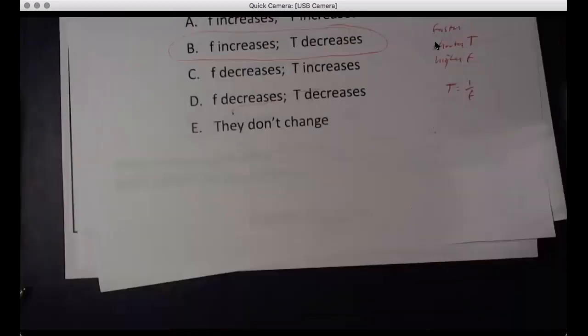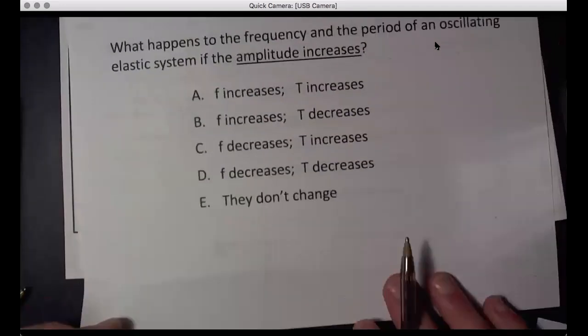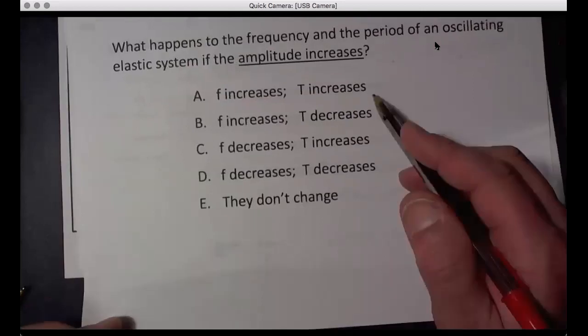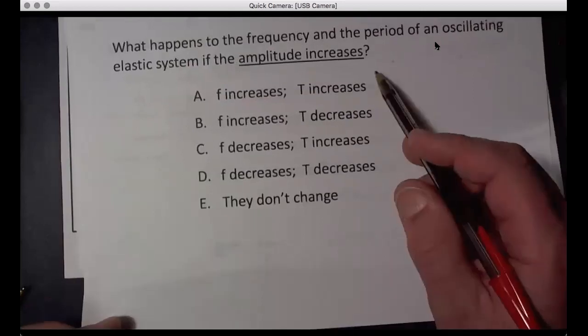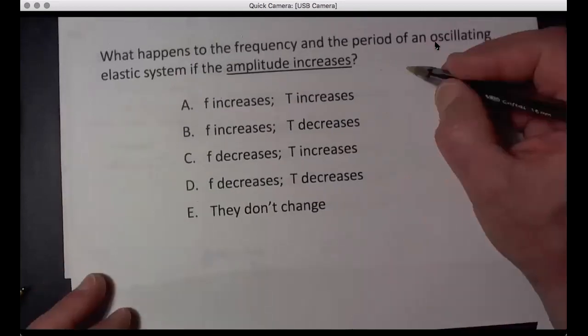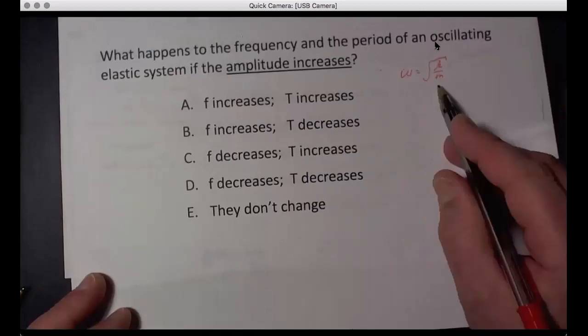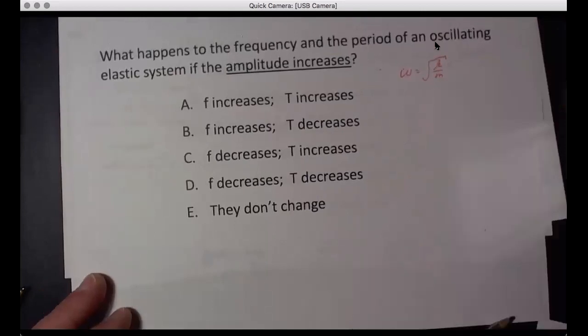Now let's go to a, well, let's do this one by hand. What if the amplitude increases? What do you think happens here? Well, you have frequency is the square root of k over m, right? Anyone see any amplitude in there? I don't see it.